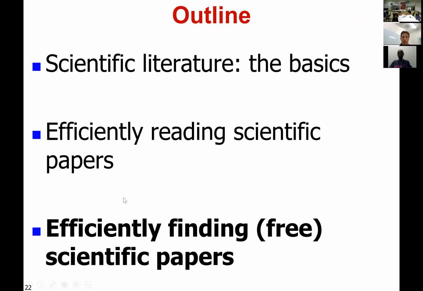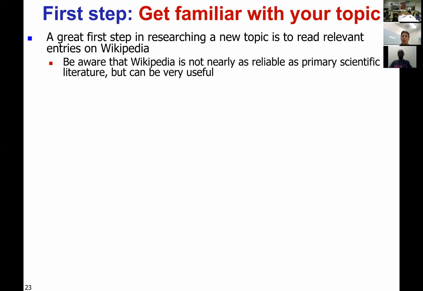Where was I? Okay, so finding free scientific papers. First, of course, you need to get familiar with the topic you're studying. I know a lot of you already are fairly far along. Some of you are not. If you're starting a new topic, a great first step is not looking at the primary scientific literature, because that's dense. It's harder to absorb. It tends to cover very small pieces of science. So a great first step in researching a new topic is to read, for instance, relevant entries on Wikipedia.